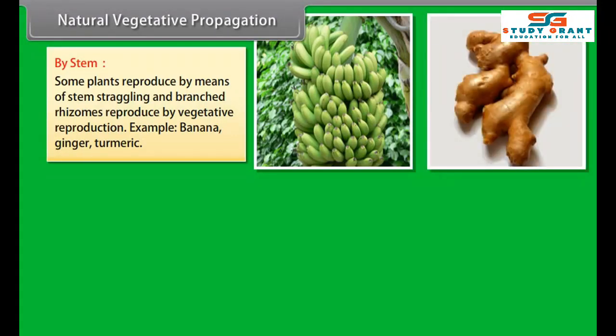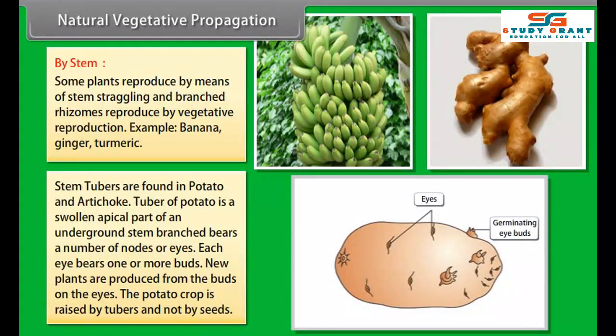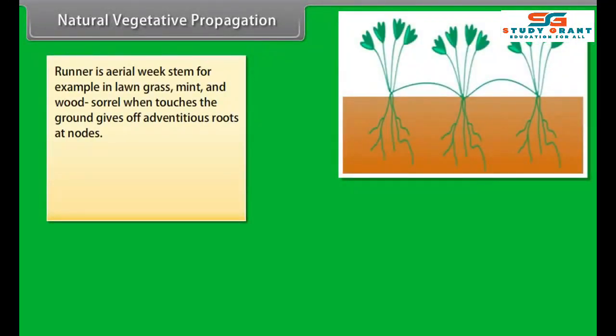Example, guava, shisham. Some tuberous adventitious roots, besides possessing adventitious buds, also contain sufficient quantities of food. Example, dahlia and sweet potato. By stem. Some plants reproduce by means of stem straggling, and branched rhizomes reproduce by vegetative reproduction. Example, banana, ginger, turmeric. Stem tubers are found in potato and artichoke.